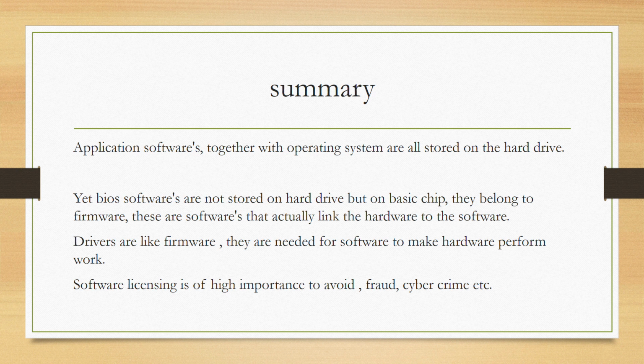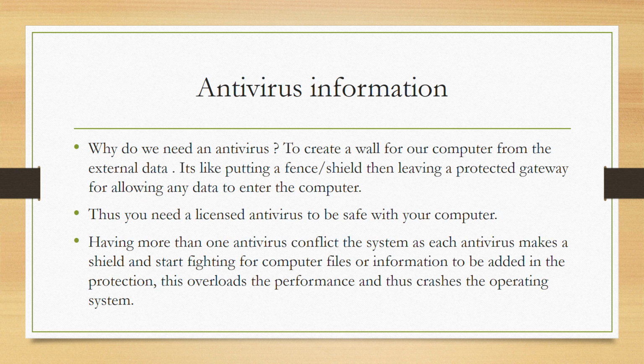To summarize, application software together with the operating system are all stored on the hard drive. Yet the BIOS software is not stored on the hard drive but on the BIOS chip. It belongs to firmware. These are softwares that actually link the hardware to the software. So like we said, drivers are like firmware. They are needed for software to make hardware perform the work. Software licensing is of high importance to avoid fraud and cyber crimes.